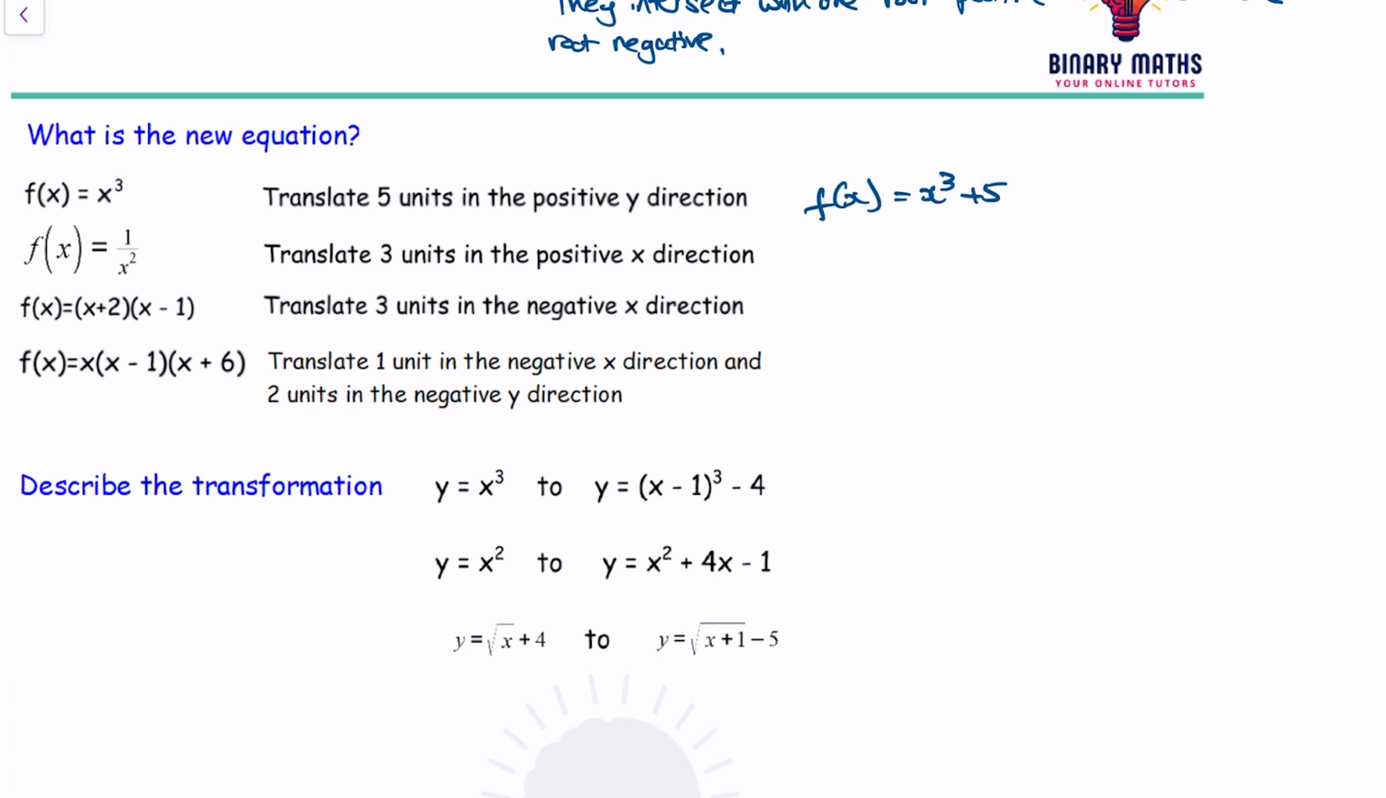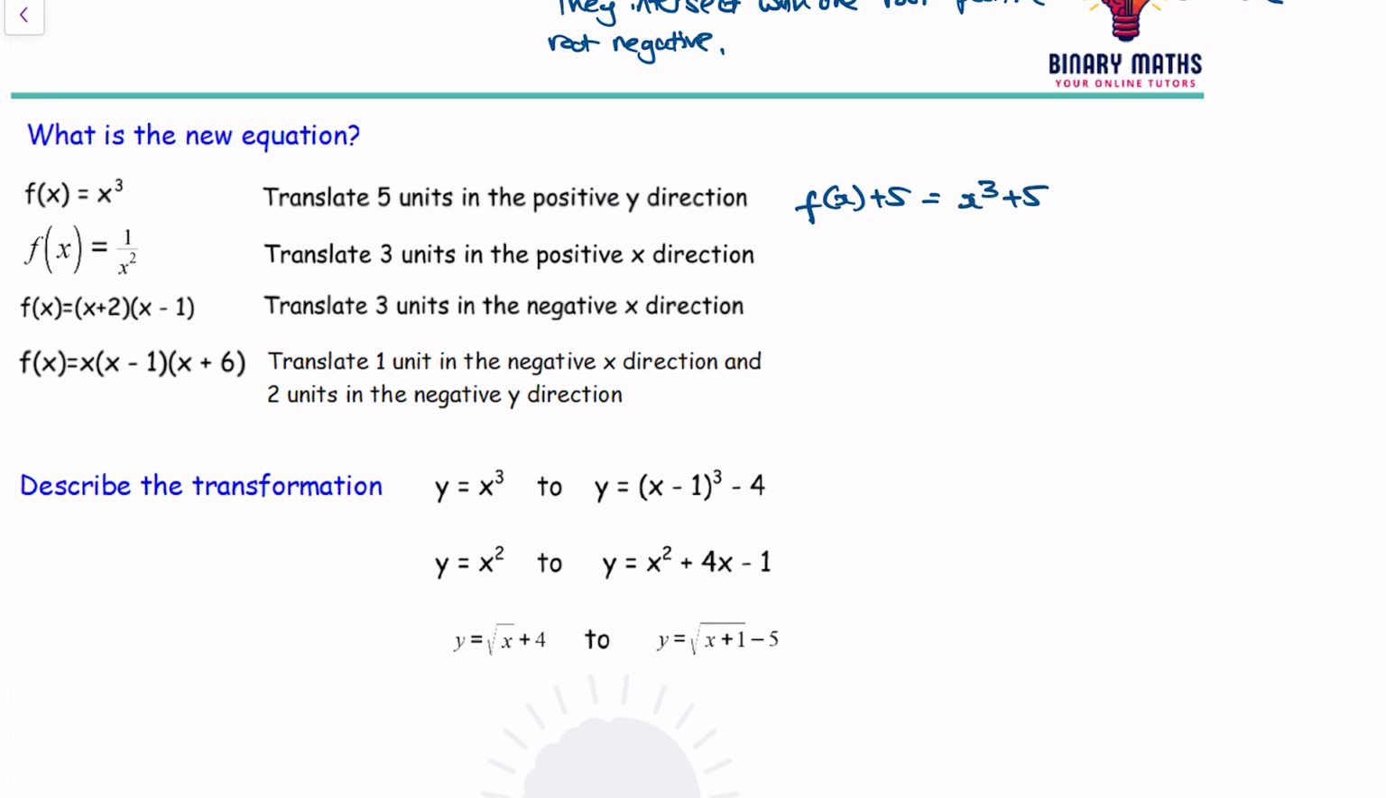Okay, next one is f of x is equal to 1 over x squared. Translate 3 units in the positive x direction. So that means, maybe I should rewrite it as f of x plus 5 is equal to x cubed plus 5. I've done it wrong, let's try again. Translate 5 units in the positive y direction means it's f of x plus 5, yeah? It's like that because it's outside the bracket, which means it's x cubed plus 5, okay?